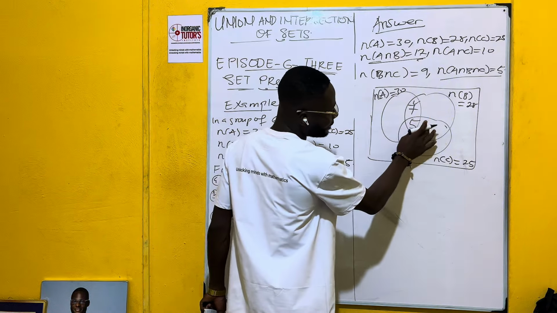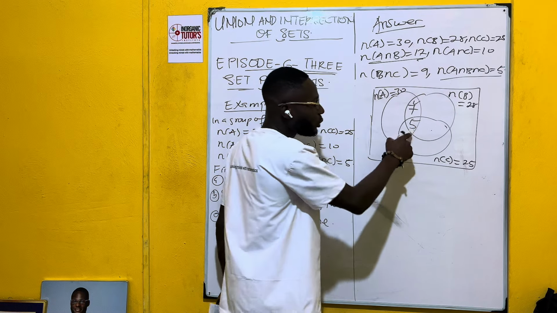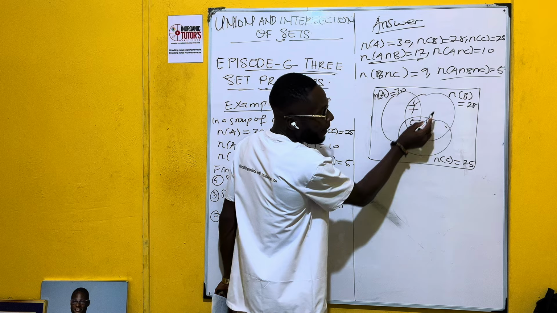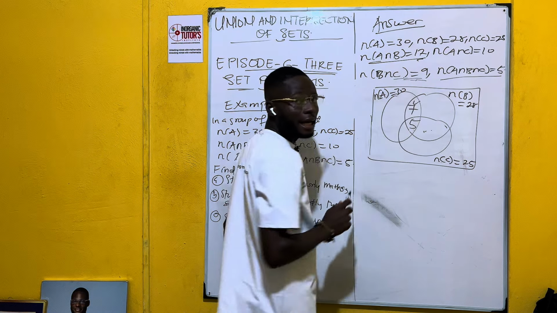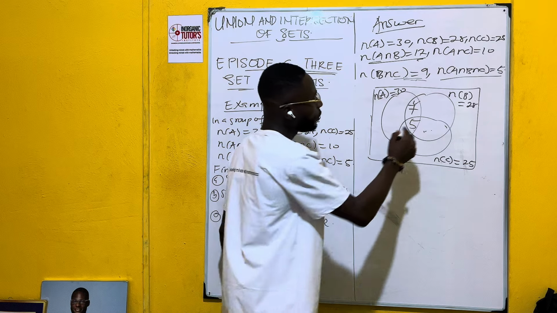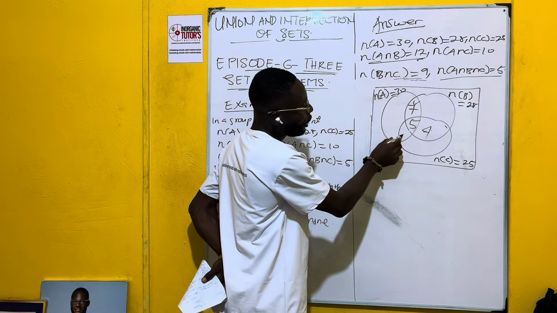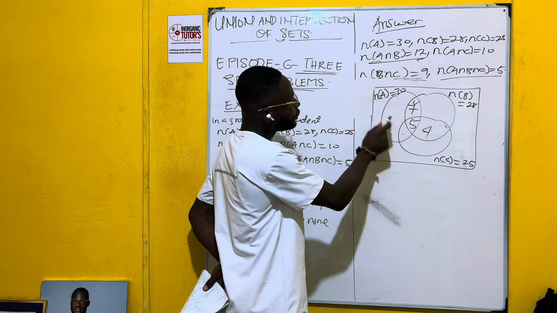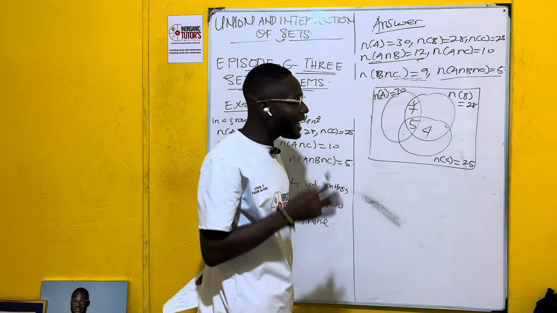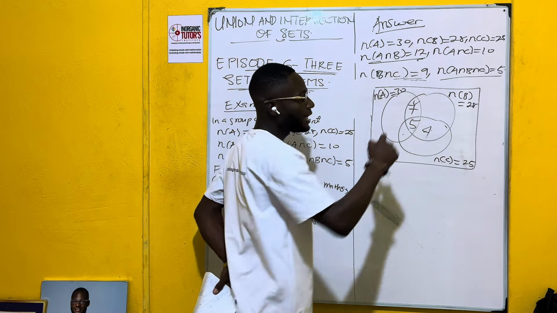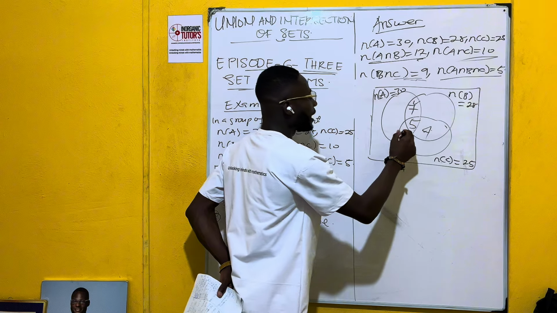Now, we come to this part. We want to get this part, right? So we take this from B intersection C, and we were given B intersection C to be 9. So 9 minus 5 will give us 4. Now, we come here. We need this part, right? So we take A intersection C, and then we take the element that is common to all the three from A intersection C. A intersection C was given as 10. So 10 minus 5 will give us 5.